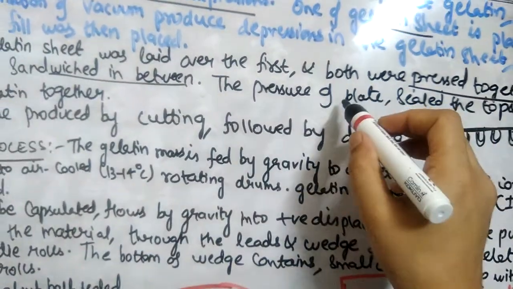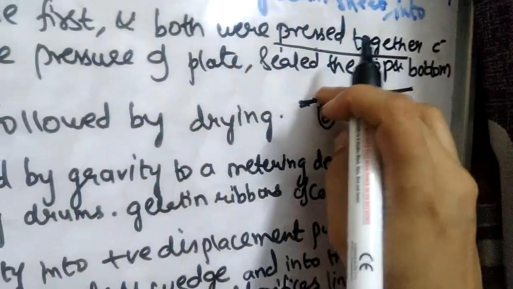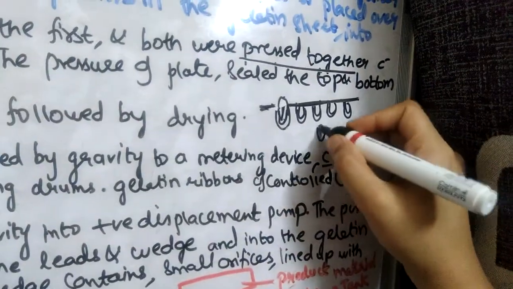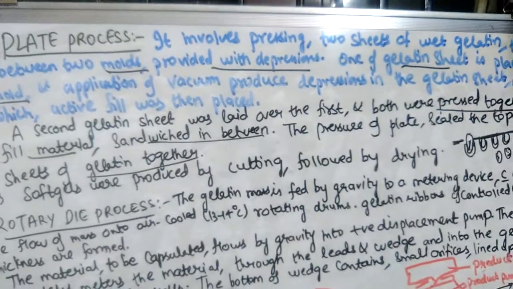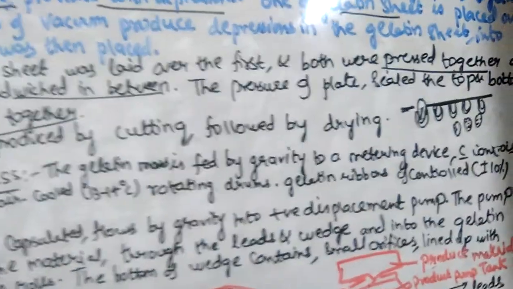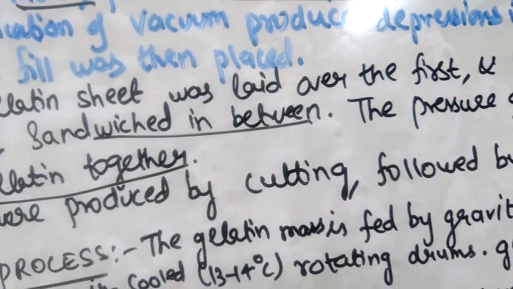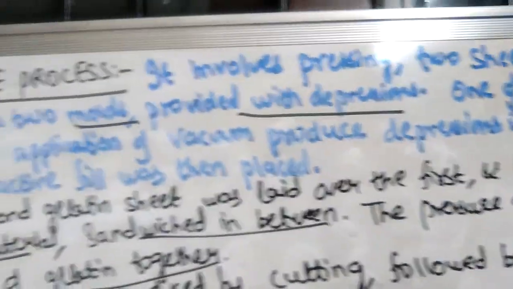The pressure of the plate will seal the top and bottom sheets of the gelatin together. So again the gelatin sheet gets pressed, and you get a soft gelatin capsule with the fill material. The soft gels are then produced by cutting, followed by drying. So this is your plate process.